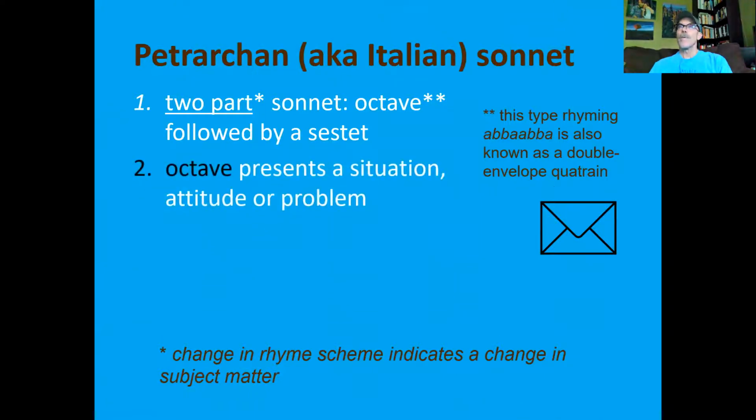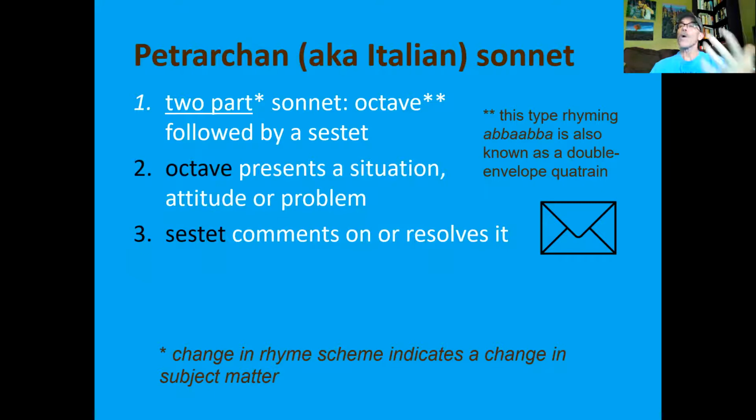Rhetorically, what's happening in the Italian sonnet is the octave presents a situation, an attitude, a problem, perhaps poses a question that the second part of the sonnet, the sestet, comments on, resolves the situation, or answers the question that was offered up in the octave.